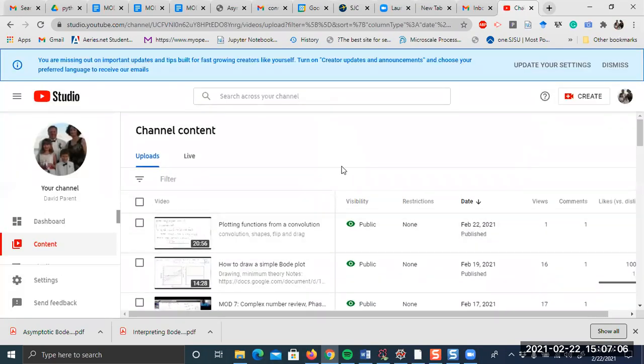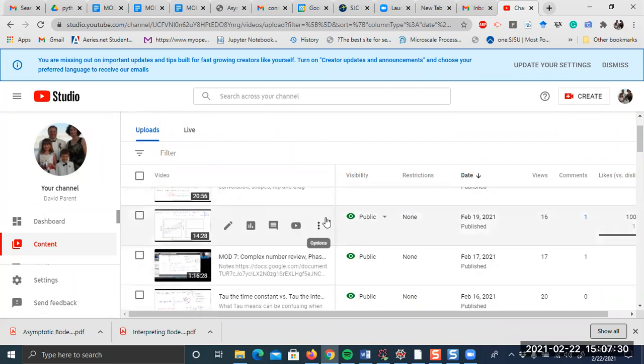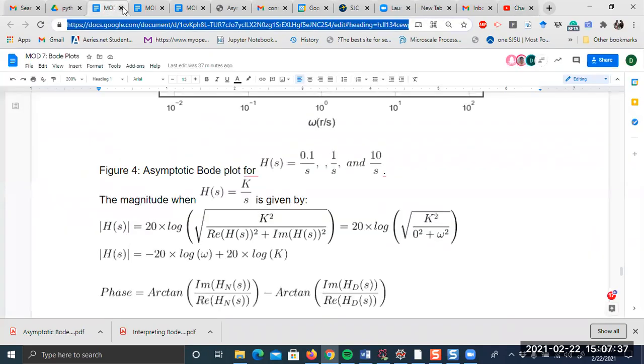It can be hard to find things in an hour and 15-minute lecture, but here's plotting functions from a convolution. So that's review, right? But it shows the basic shapes, and then how to draw a simple Bode plot from basic shapes, or drawing the basic shapes of a Bode plot. All right. Now there are links back into the notes where they would originally come from, but you might not be getting any notifications.